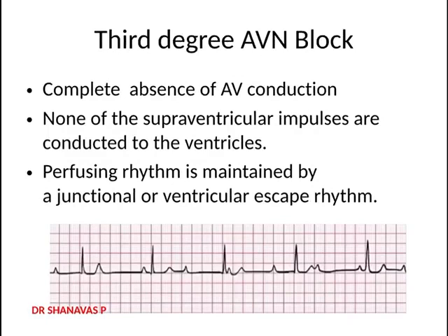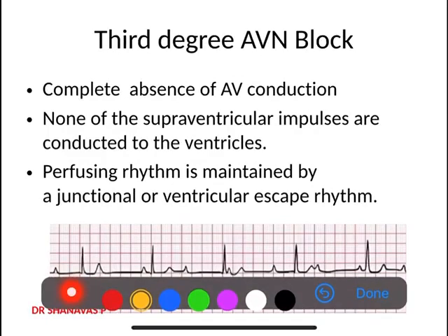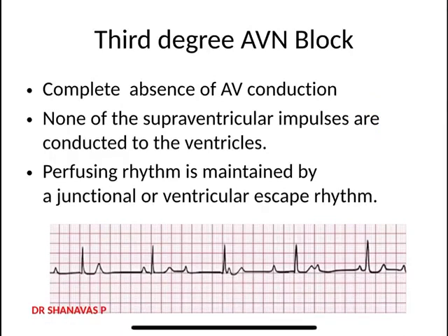Then coming to the third degree AV nodal block, which is also called a complete heart block. Complete heart block means there is complete absence of conduction between the atria and ventricle. That is, the atria are contracting and the ventricles are contracting independent of the impulses from the atria. So there is no relation between the atrial depolarization and ventricular depolarization. We know that atrial depolarization represents the P wave and ventricular depolarization represents the QRS. So since there is no relation, there won't be any relation between the P and QRS in the ECG.